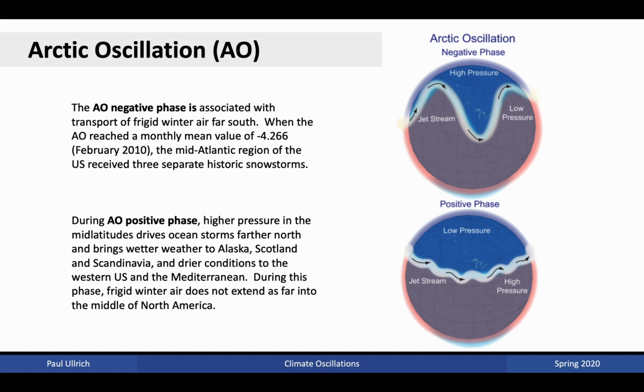During the positive phase, the higher pressure in the mid-latitudes tends to drive ocean storms farther north, and tends to bring wetter weather to Alaska, Scotland, and Scandinavia, as well as drier conditions to the western U.S. and the Mediterranean.